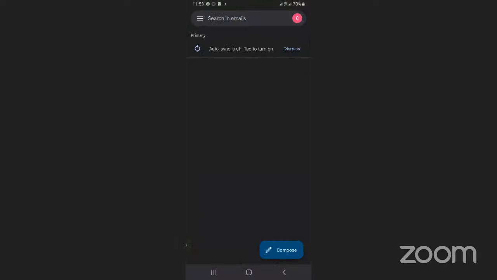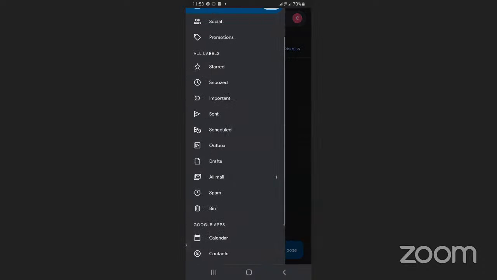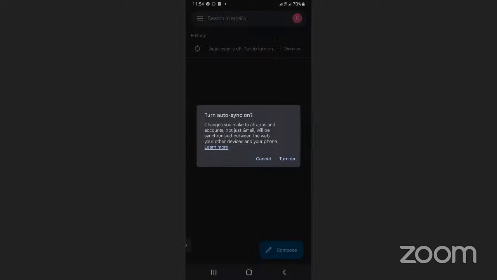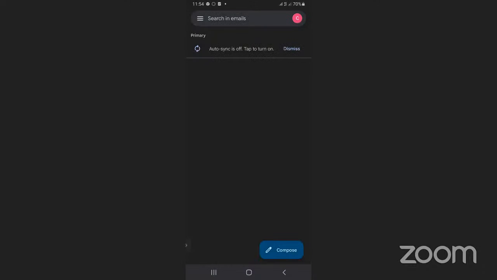Open this your Gmail. Let me see. Now click on this. No. There's something showing there. Something synchronized. Remove this page. Click on that, auto synchronize is off. Tap to turn it on. Just click that place. Click it on. All right.